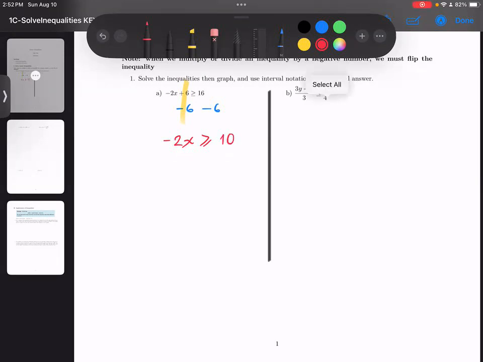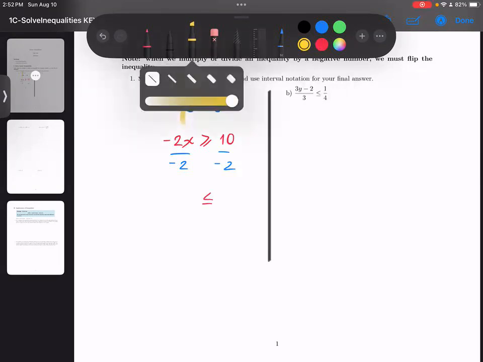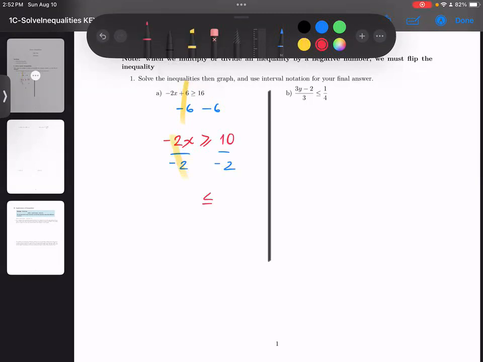Now here comes the important rule. We're about to divide both sides by negative 2, and when we do that, we need to flip the sign. So I'm going to flip the sign here just so I don't forget. On the left side, negative 2 divided by negative 2 is just 1. So what remains is just x, and the right side would be negative 5. So the solution is all the numbers less than or equal to negative 5.